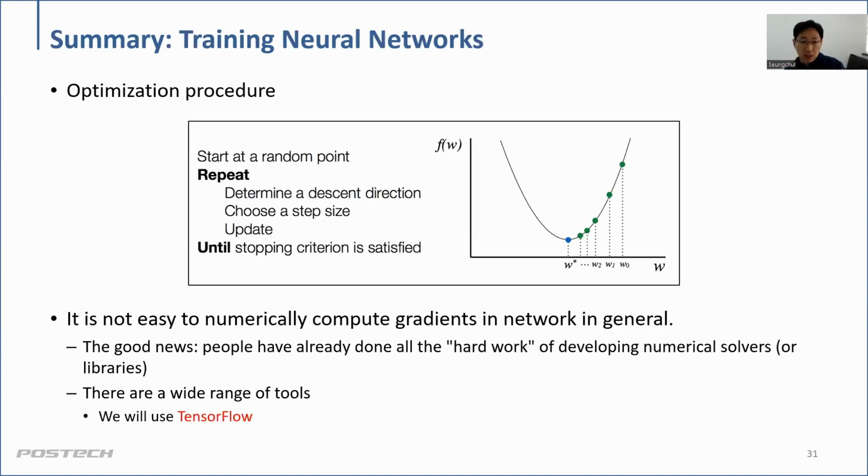So, summary. For the general optimization procedure, you start with a random point. Then you repeat: get the gradient descent direction, choose the step size, and update. We repeat that process until the stopping criteria are satisfied. We can limit it by the number of iterations, or by the increment being smaller than some predefined value. That's going to be the stopping criteria.